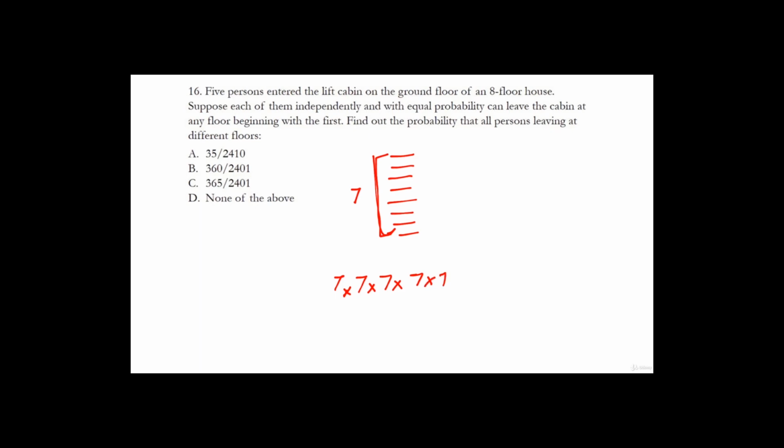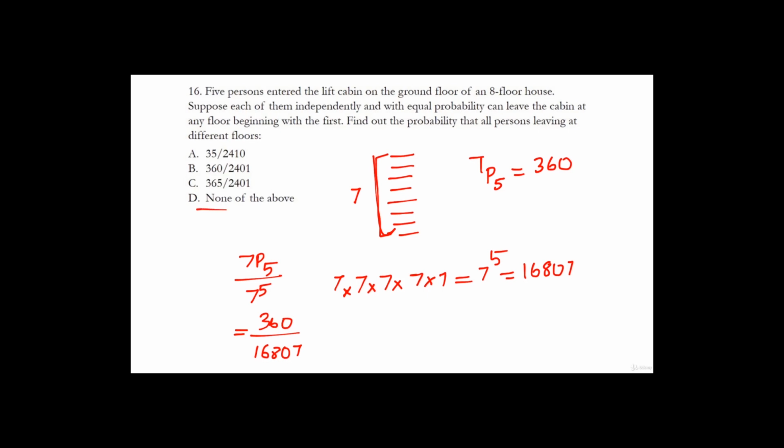So the number of ways in which they can get down is 7 power 5, which is 16,807. Now, if all of them should be in different floors, let us see in how many ways they can be arranged. So we have to arrange them in 7P5 ways, which is 360. So the probability that all 5 of them are in different floors is 7P5 divided by 7 power 5, which is equal to 360 divided by 16807. So none of these is the answer that we have to mark.